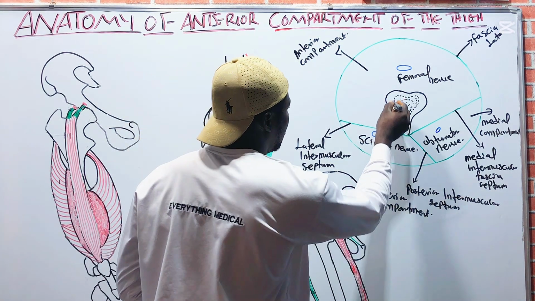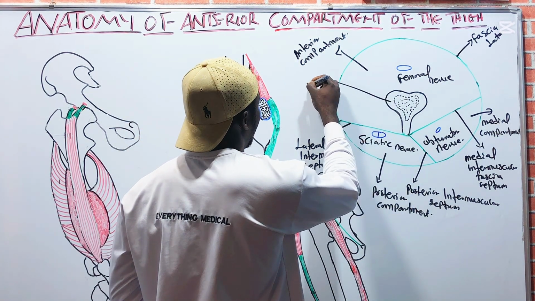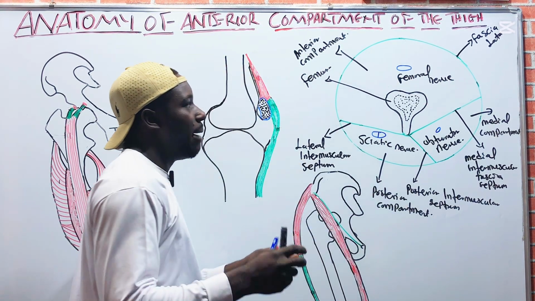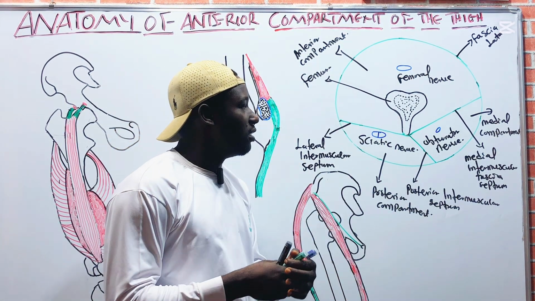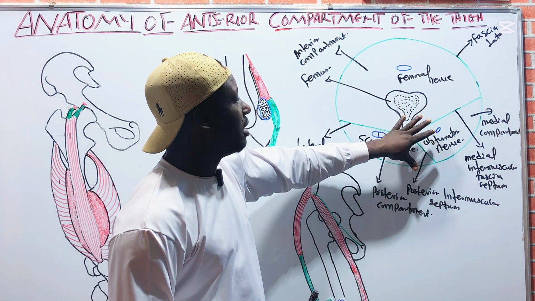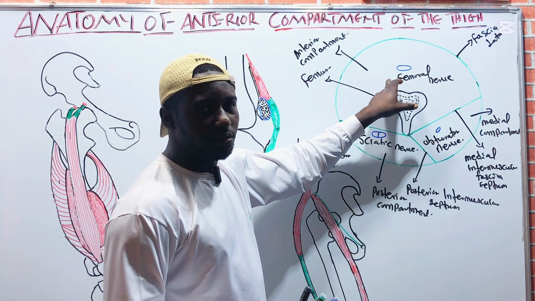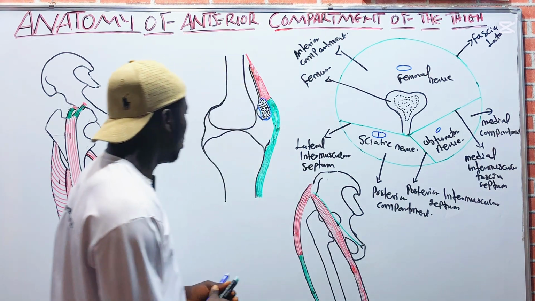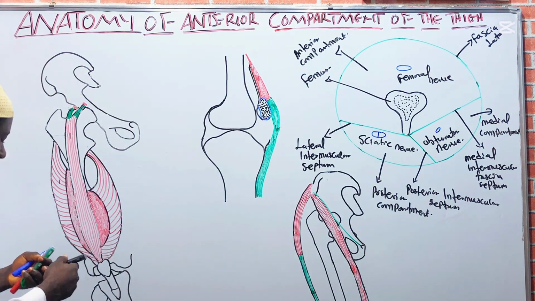As you can see, this is the femur bone. This is the femur. So our major concern among those compartments is the anterior compartment. We'll be discussing the anterior compartment in this video. So the components of the anterior compartment.